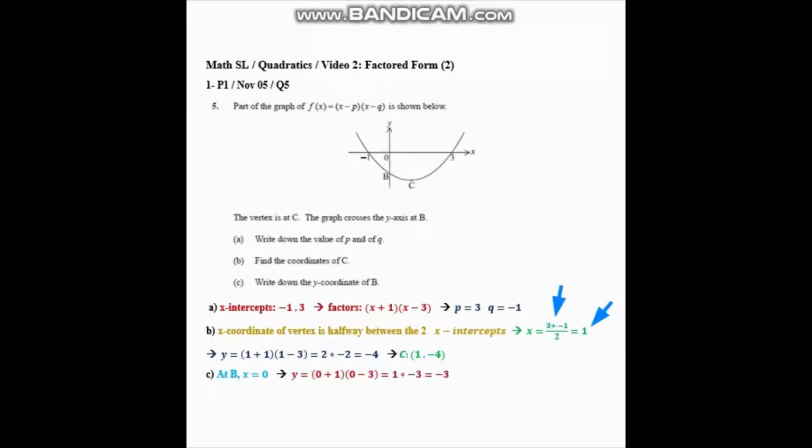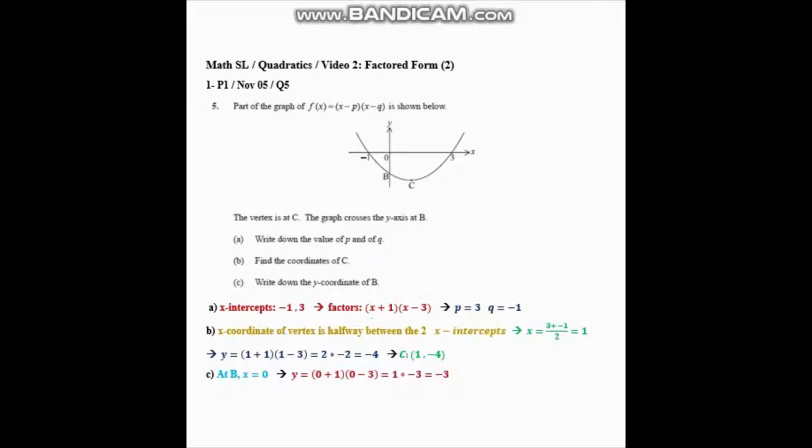So now that I've found the x coordinate, I just plug this value into the equation, which is right there, in order to find the y coordinate. So 1 plus 1 times 1 minus 3, which gives me -4. Hence, the coordinates of the vertex are 1 and -4.